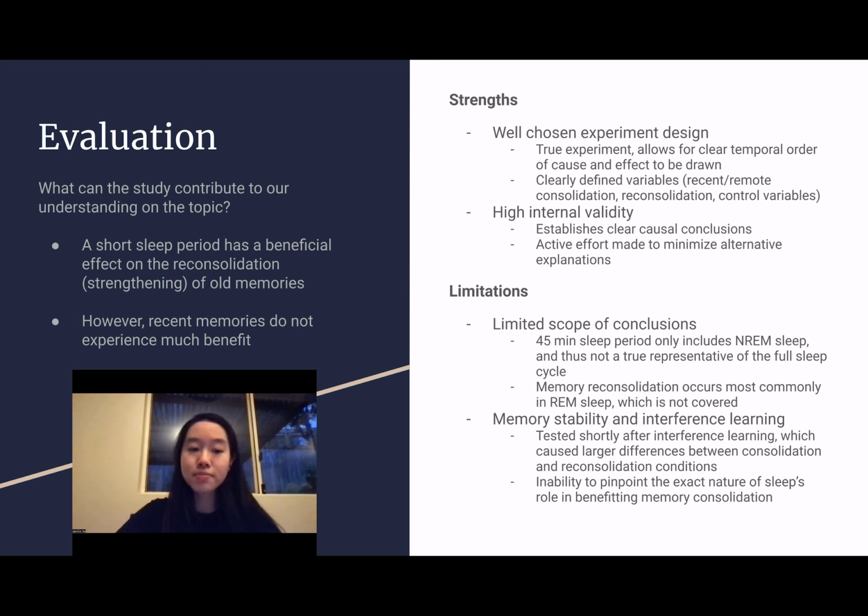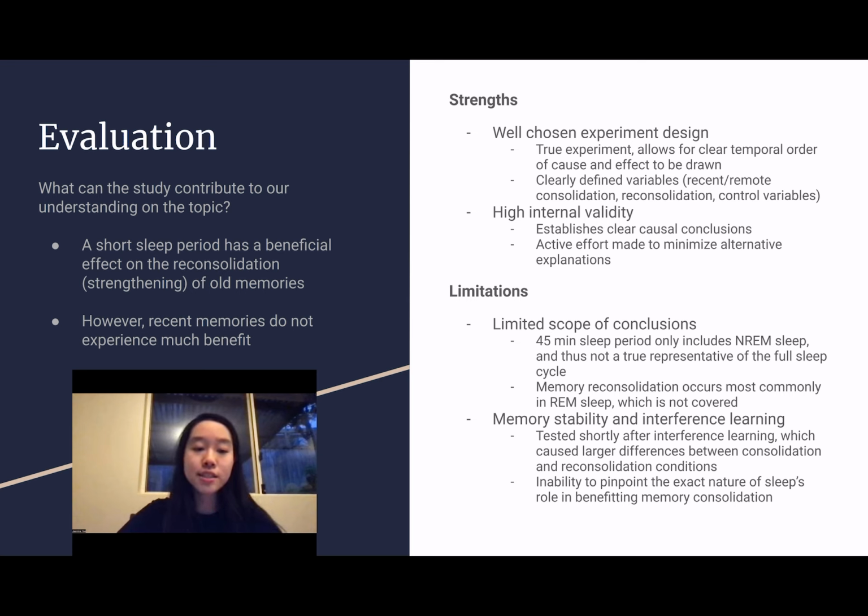This is notable because memory reconsolidation most commonly occurs during REM sleep, according to numerous studies, which was not represented here. Without a full sleep cycle, it's challenging to generalize these findings to typical overnight sleep, where both non-REM and REM sleep stages interact.